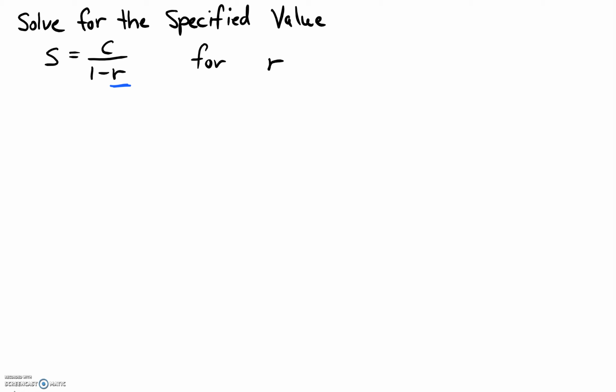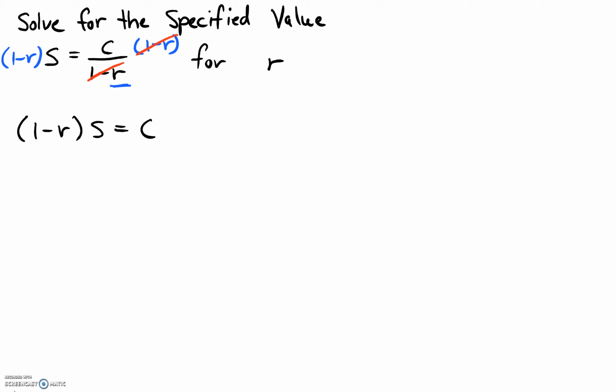So what we're going to have to do to get something out of a denominator is multiply both sides by that denominator. So we're going to multiply both sides of this equation by 1 minus r. And what that's going to cause is on the right hand side, the 1 minus r is going to cancel on top and bottom. On the left hand side, we're just going to have 1 minus r in parentheses multiplied by s equaling c. So you want to be sure the 1 minus r is in parentheses, because otherwise you may accidentally forget to distribute that s.